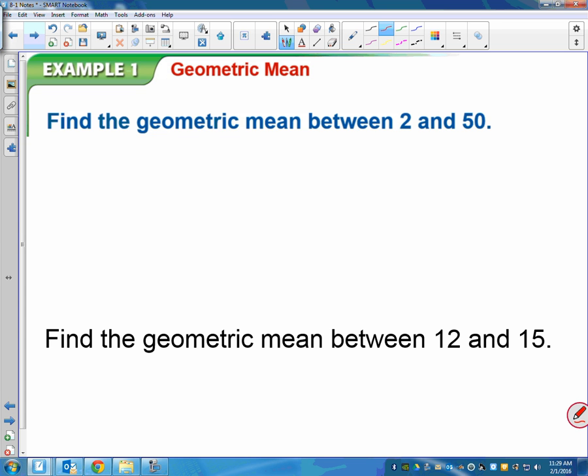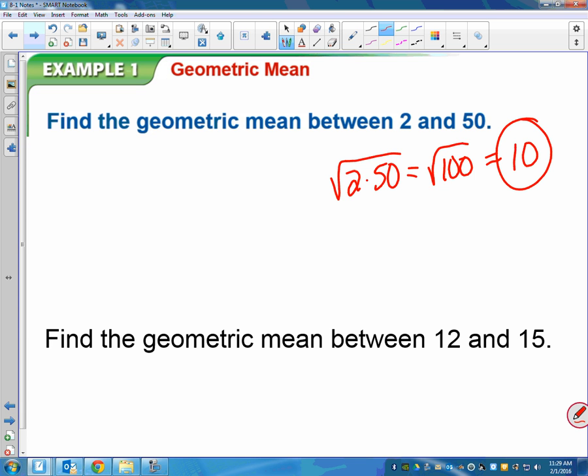Find the geometric mean between 2 and 50. This is just a formula that you need to know, that the geometric mean is going to be the square root of 2 times 50. What's 2 times 50? 100. And what's the square root of 100? 10. Well, that one worked out so nicely.